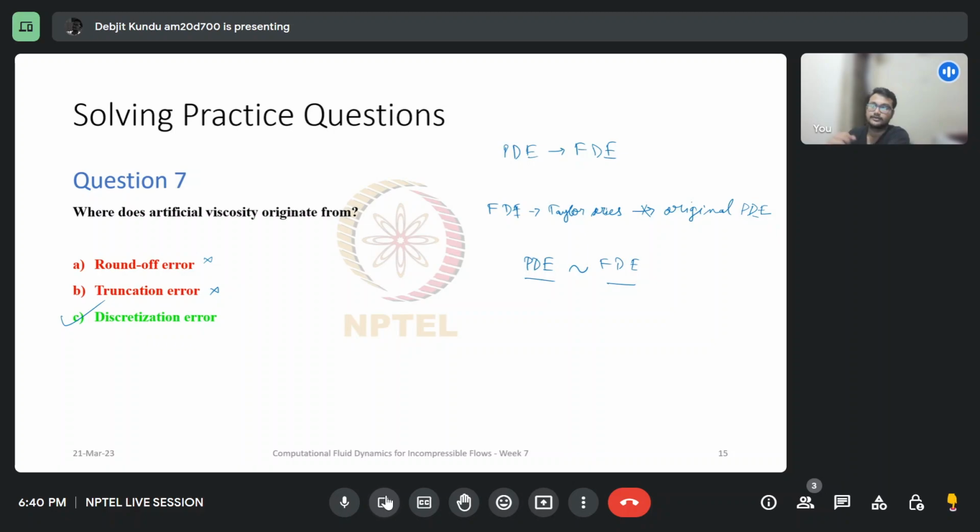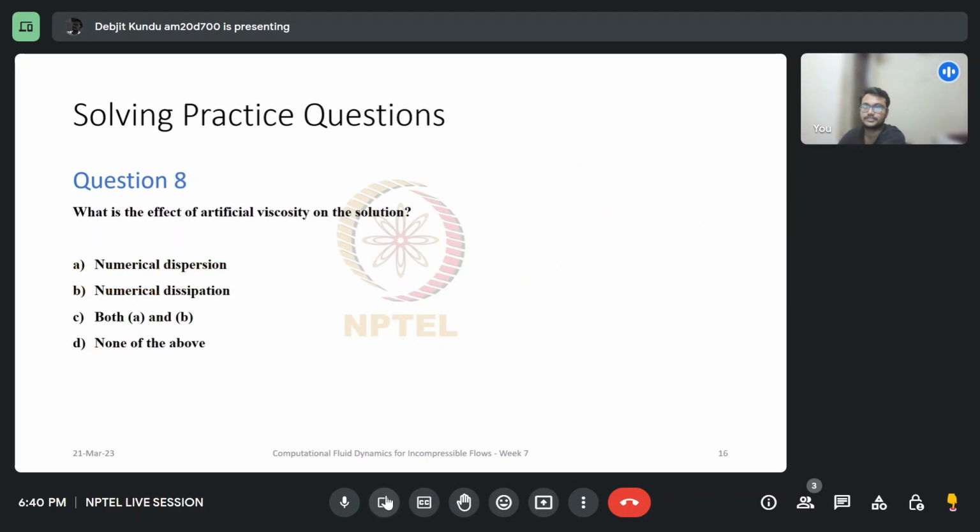Okay, so we will move on to question number 8 of today's session, which is asking us what is the effect of numerical viscosity on the solution? Not really effect, I should write effects. It could have multiple effects. Is it option A, numerical dispersion, option B, numerical dissipation, option C, both A and B, that is both dispersion as well as dissipation, or option D, none of the above, that is none of these are effects of artificial viscosity?